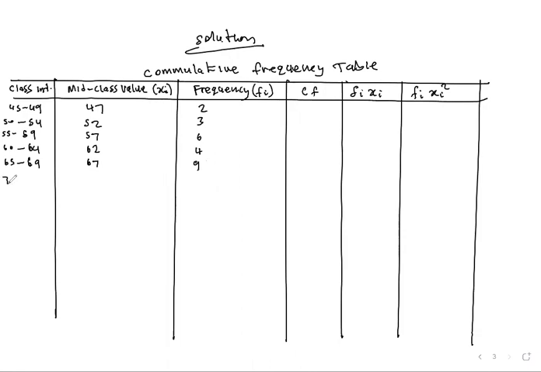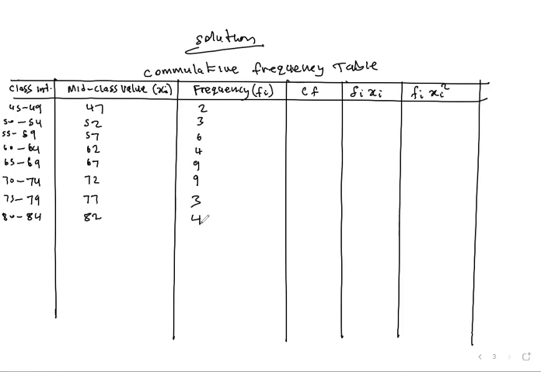Then we go to 70 up to 74. The middle class is 72. And then the frequency given is 9. Then 75 to 79. The middle class is 77. The frequency is 3. Then we go to 80 up to 84. The middle class value is 82. And then your frequency given there is 4.